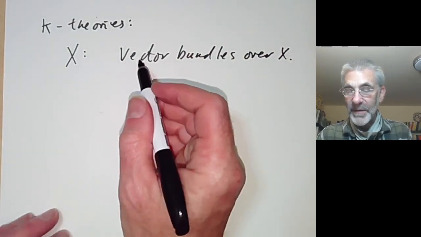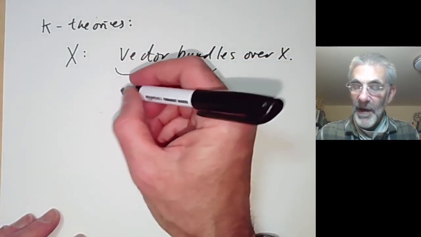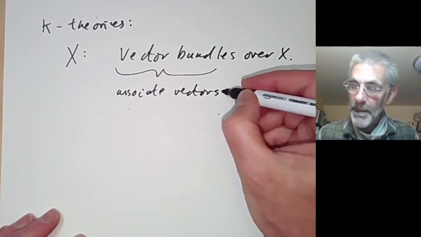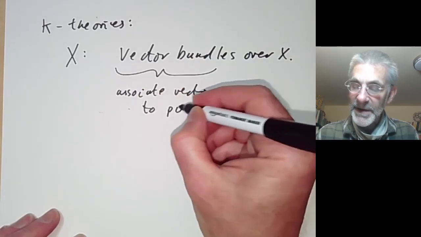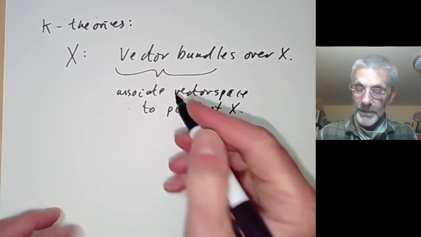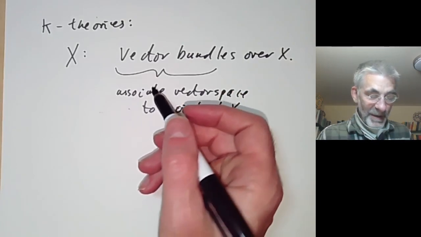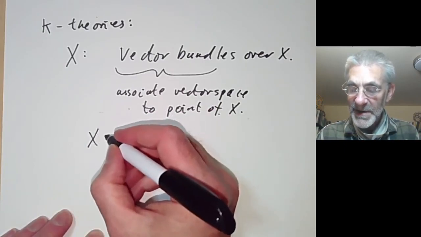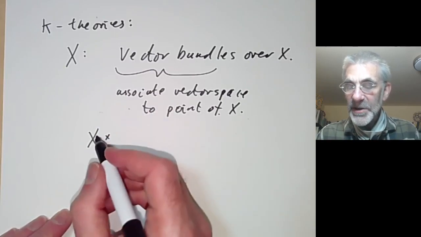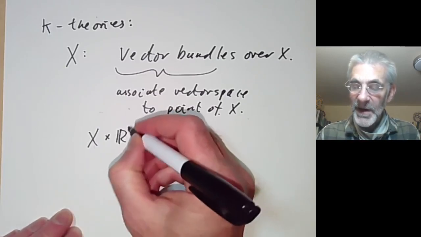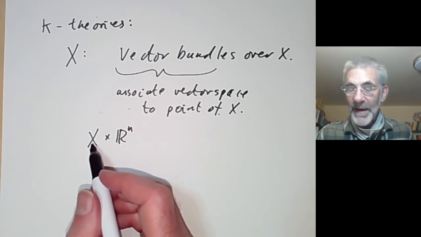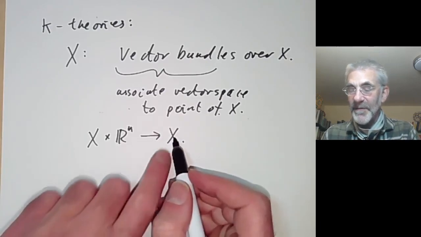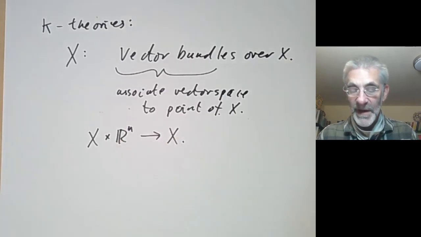So what's a vector bundle? Well, a vector bundle means we associate a vector space to each point of X. And we have to do it in a nice way that I'm not going to bother explaining in detail. For instance, one trivial example, we might take a space X, and for each point of X we associate the vector space R^n. So we get the vector bundle. You think of this as being a map from X times R^n to X. So the fibre of each point of X is just a copy of R^n.